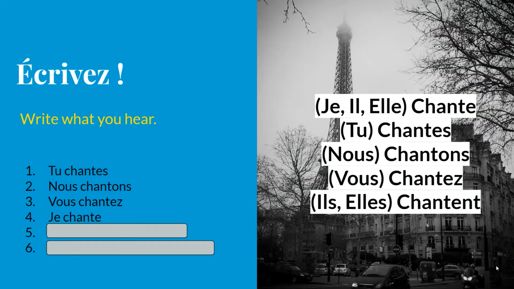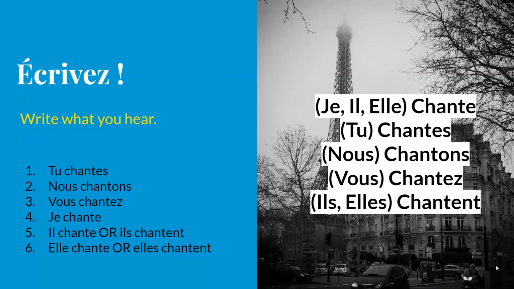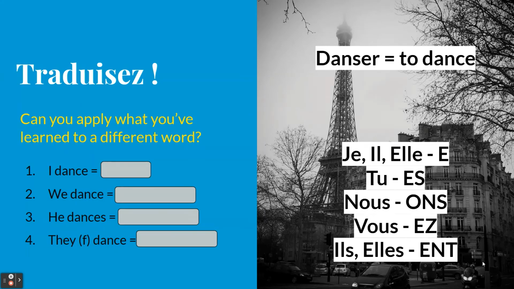Numéro 5. Il chante. It could be either one of those, because il chante, he sings, and il chante, they sing, is actually pronounced the same way because of all the silent letters. Finally, numéro 6. Elle chante. Same deal for number 6. Elle chante as she sings, or elle chante for they sing are pronounced the same because all those letters are silent.